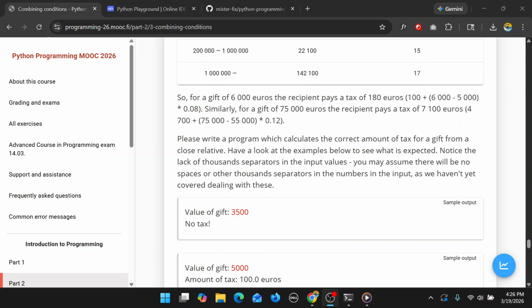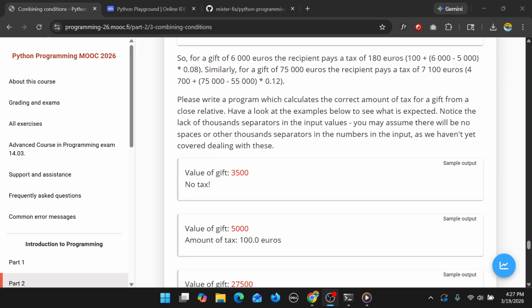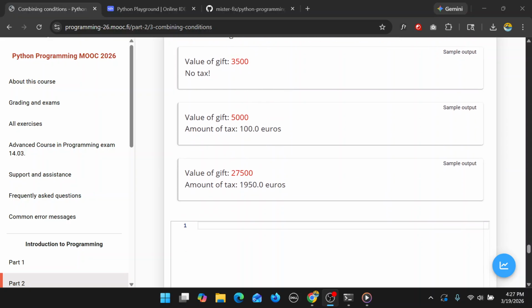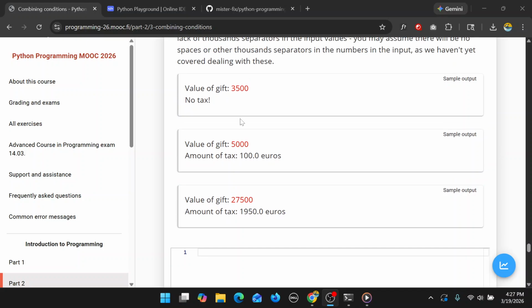It says, please write a program which calculates the correct amount of tax for a gift from a close relative. Have a look at the examples below to see what is expected. Notice the lack of thousands separators in the input values. You may assume there will be no spaces or other thousands separators in the numbers in the inputs, as we haven't yet covered dealing with these. So for example, commas and periods and stuff like that. So just assume every value inputted is going to be a whole integer.